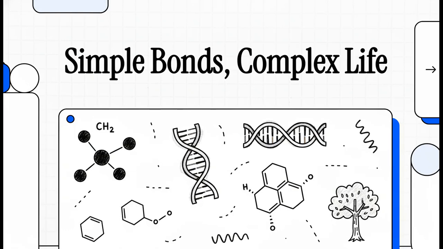Welcome to The Explainer. Today we're diving into the hidden architecture of pretty much everything. We're talking about organic chemistry, and it's a story that starts with simple carbon bonds and builds all the way up to the complex machinery of life itself.